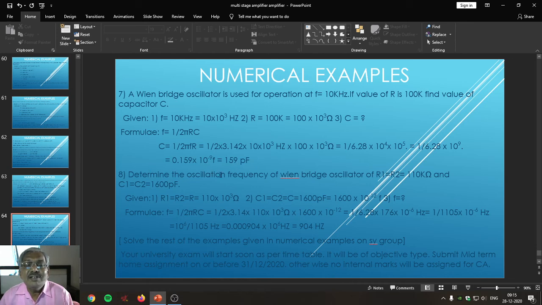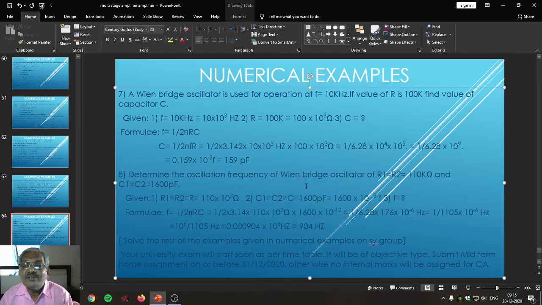Next one is determine the oscillation frequency of Wien bridge oscillator, if R1 is equal to R2 equal to 110 kilo ohm and C1 equal to C2 equal to 1600 picofarad. Here R is given, R1 equal to R2 equal to R equal to 110 into 10 raised to 3 ohm. C1 equal to C2 equal to 1600 picofarad, that is 1600 into 10 raised to minus 12 farad. We have to calculate the frequency F.